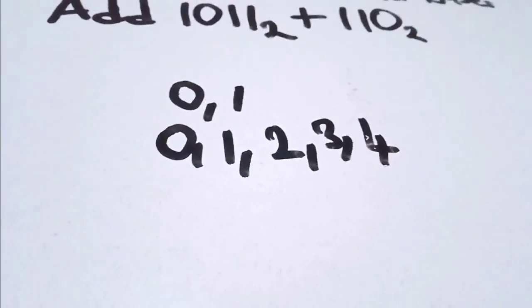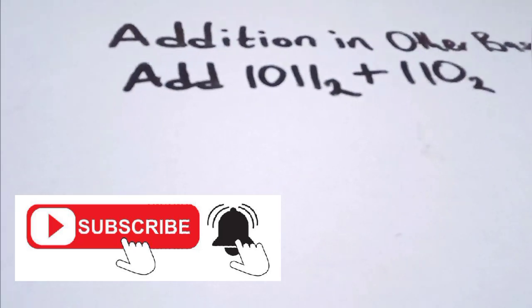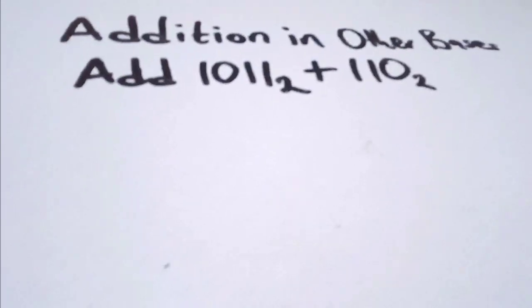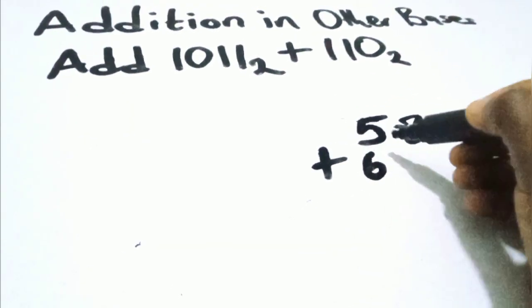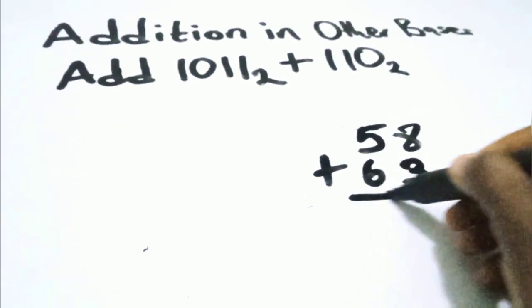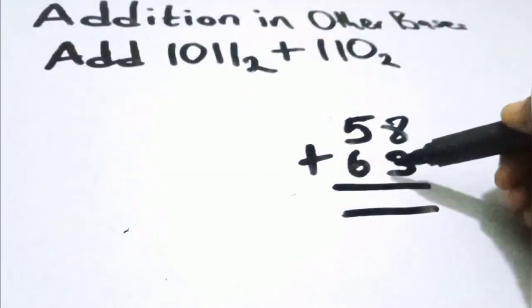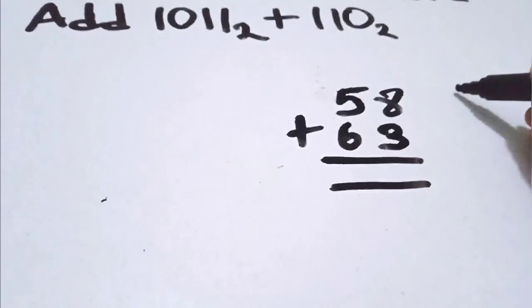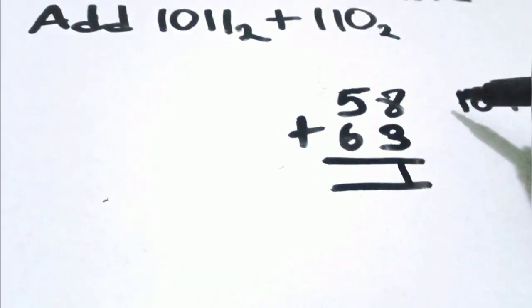So today we're going to look at how to add in other bases. Addition in other bases follows the same rule as adding in base 10. For example, if I have to add 58 plus 63 in base 10, we say 8 plus 3, which will be 11. Once the number is bigger than the base, you're not going to write 11 here. You write 1 because 11 means 10 plus 1. So you write 1 and carry 1 to this place.